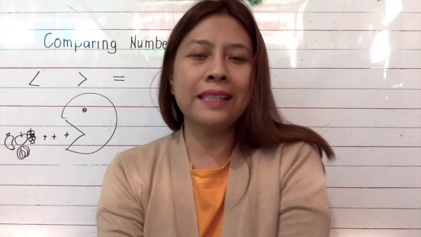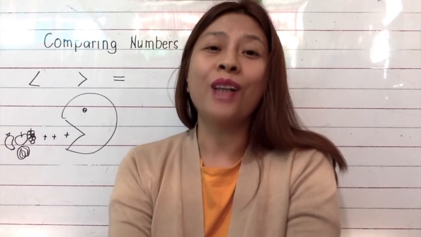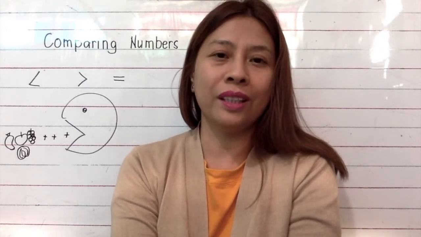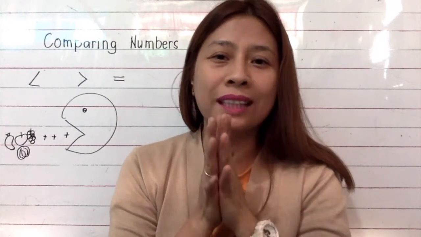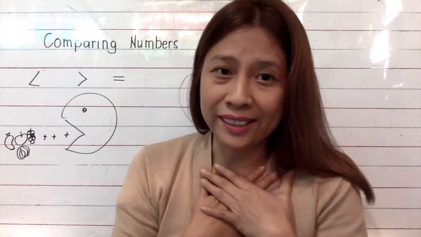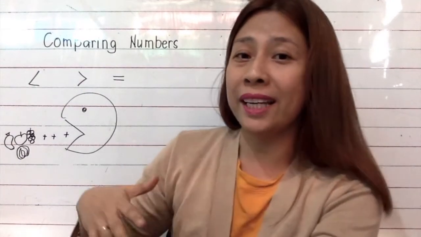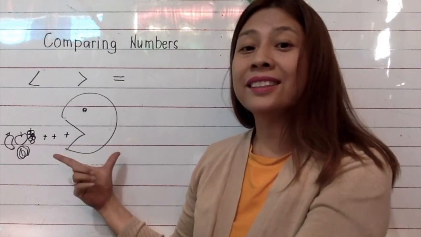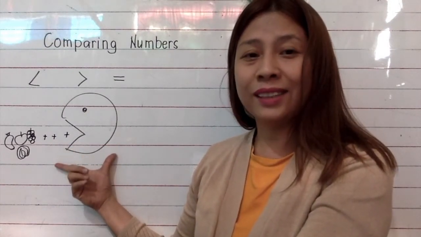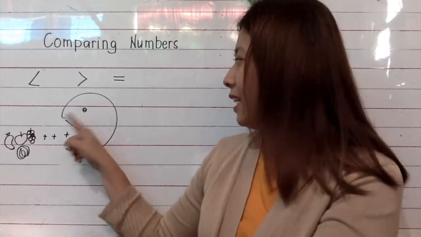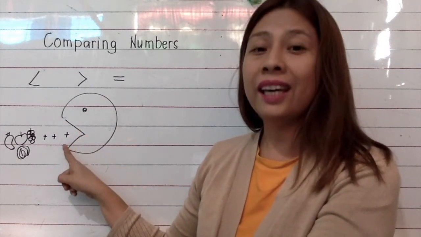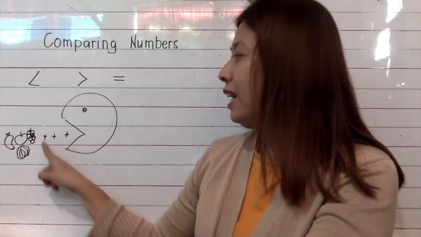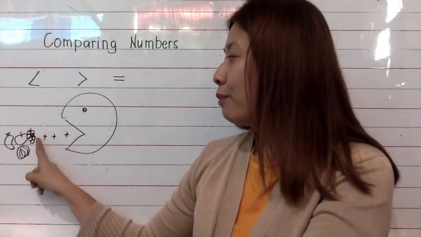My next tip is that I tell them a story. Children are very much interested in stories. So my story goes like this. When I was a child, I played a computer game titled Pac-Man. So here it is. And yes, it looks like this. It has a big mouth and it is voracious. It eats everything, and it eats more food.